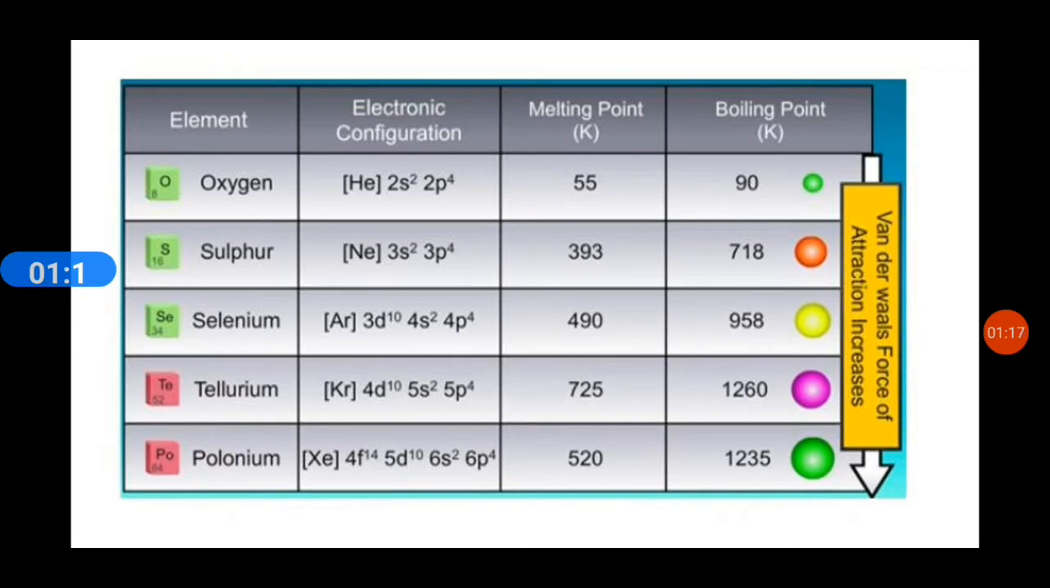The table shows melting and boiling points of these elements. As you can see, they are increasing down the group. It is because of the increased van der Waals force of attraction as atomic radii increases from oxygen to polonium.